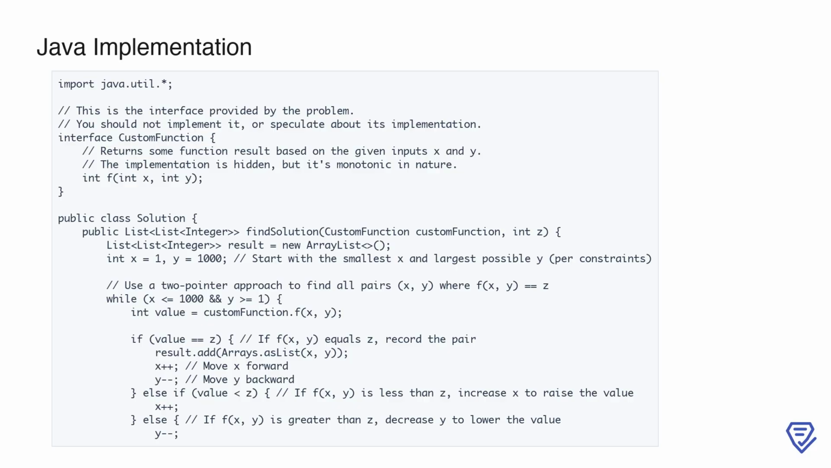We then use a while loop to iterate as long as x is less than or equal to 1000 and y is greater than or equal to 1. Inside the loop, we calculate the value of f(x, y) using the function provided. If this value matches z, we add the pair (x, y) to the result list and adjust both pointers by incrementing x and decrementing y. This ensures we continue searching for other potential solutions.